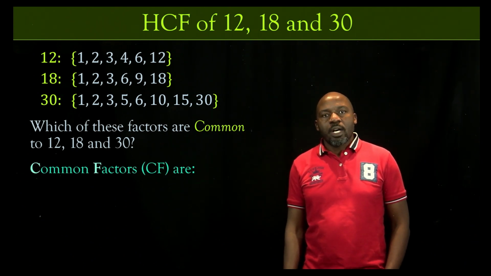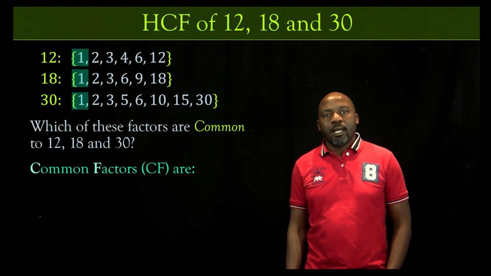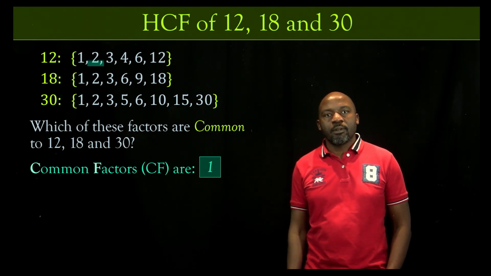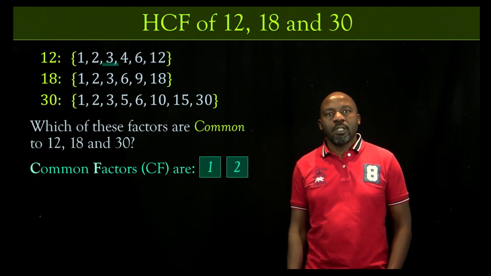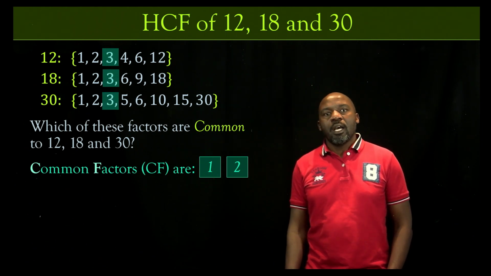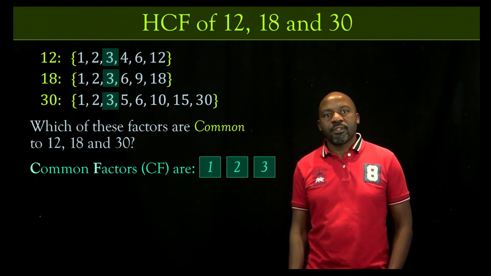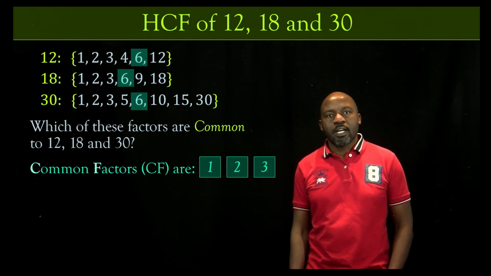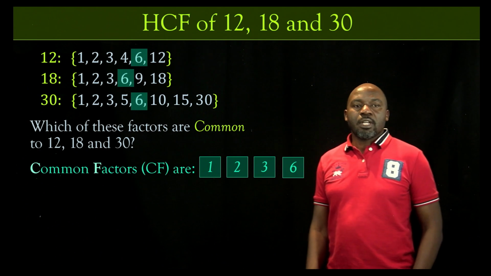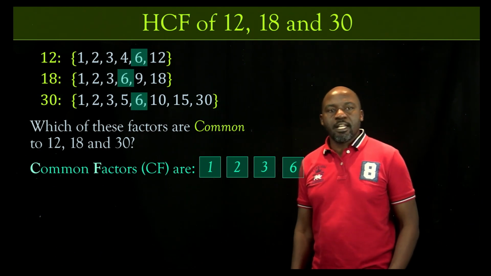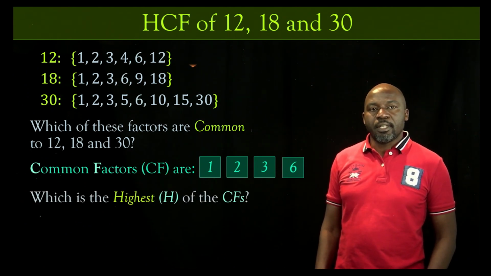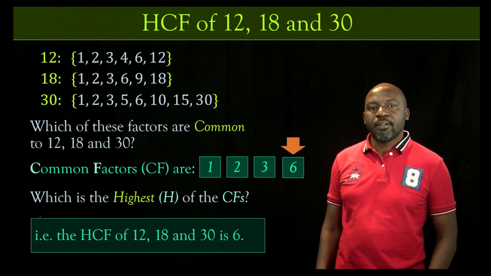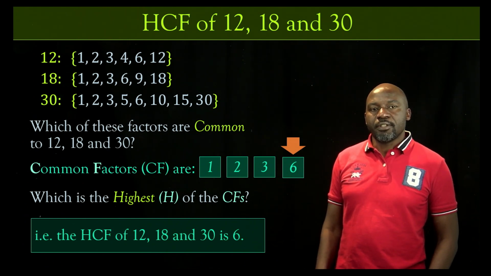Well, clearly you can see 1 is common there, and 2 is common, right? You can see the 2 there is common. 3 is common. As you can see, we can see 3 is there. And there is one more, I think, that is common. I believe 6 there is common. All right. And therefore, those are the common factors of 12, 18, and 30. And the highest of these common factors is 6, as you can see. All right. And so we will write the HCF of 12, 18, and 30 is actually 6.